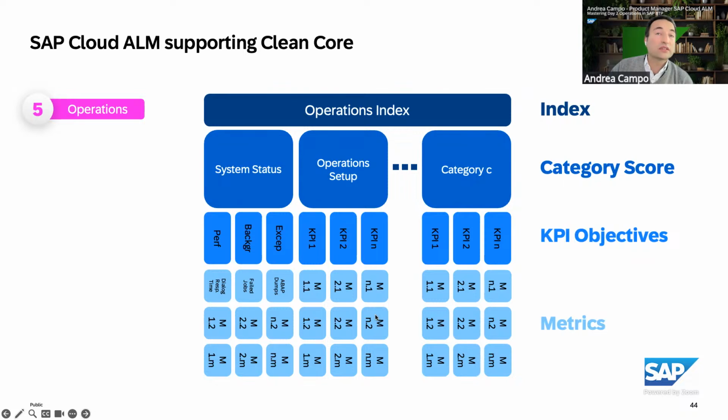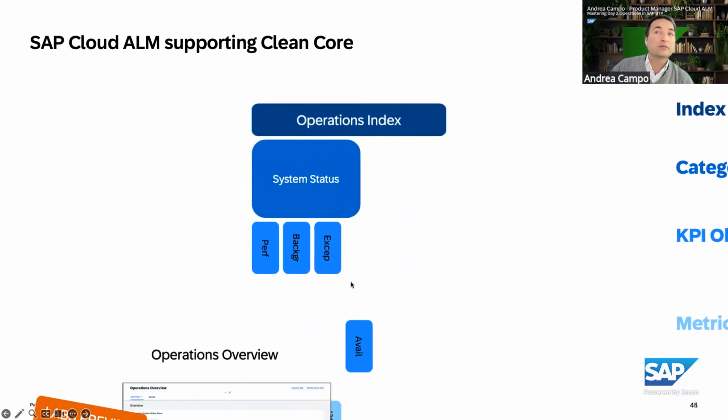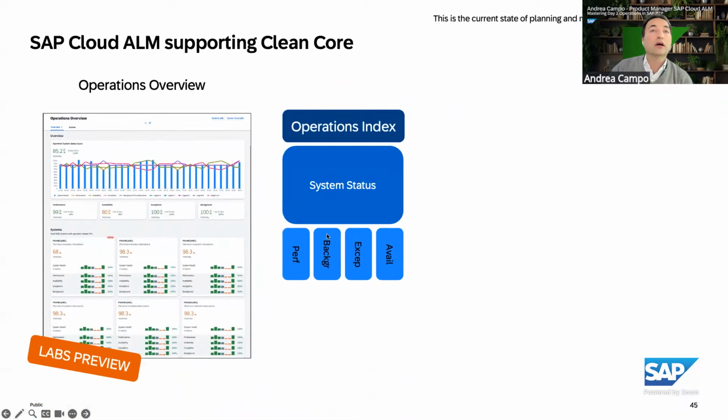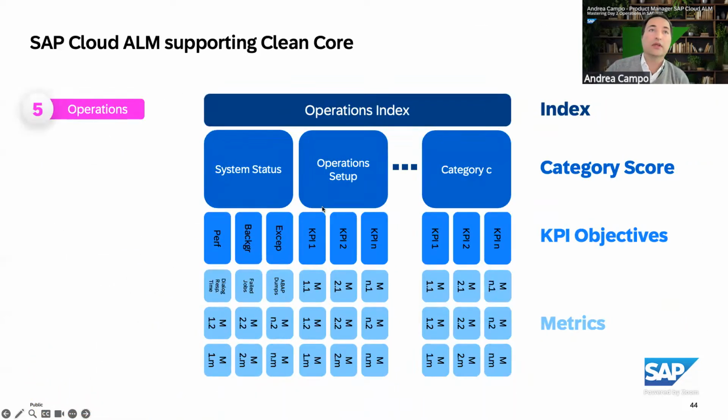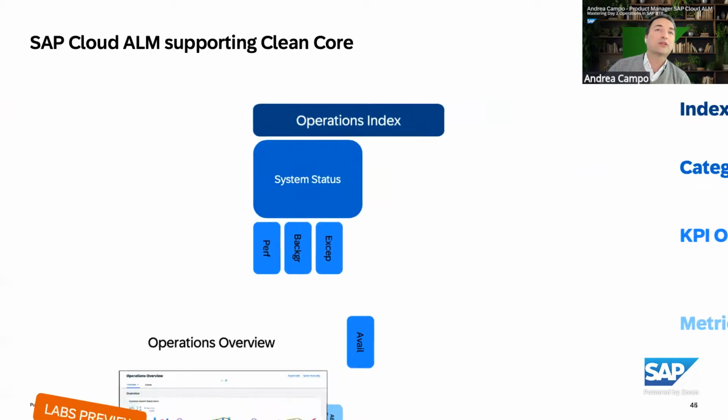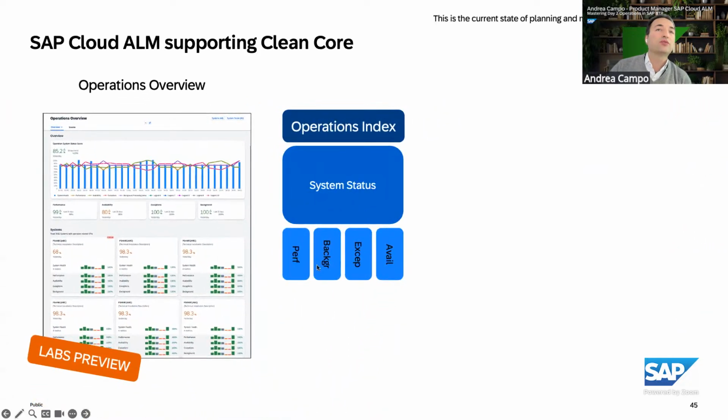And we will start with the first release with a specific category score, which is system status. So it's quite system related. And in this system status, you will be able to see different KPI objectives, which are related somehow to the performances, the stability of the background processing and exceptions.